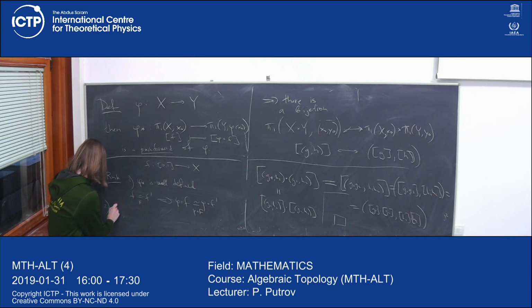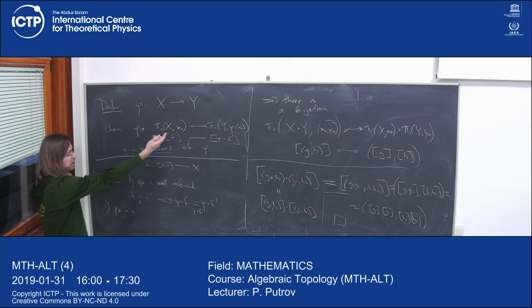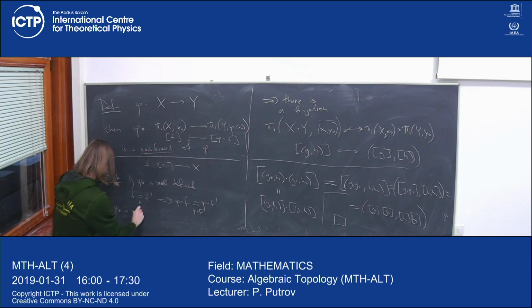The second remark is that phi star is not just a map, but a map between groups, and phi star is a homomorphism.